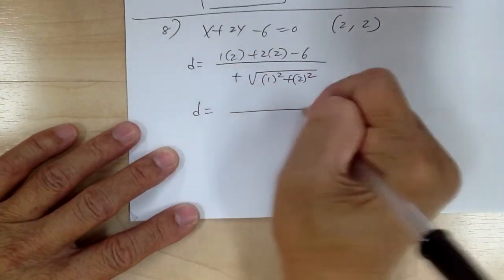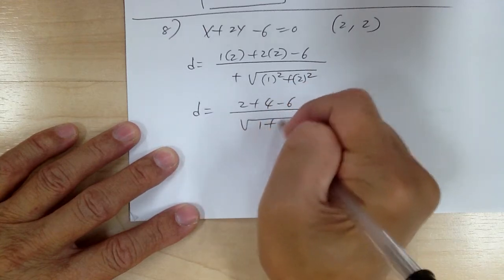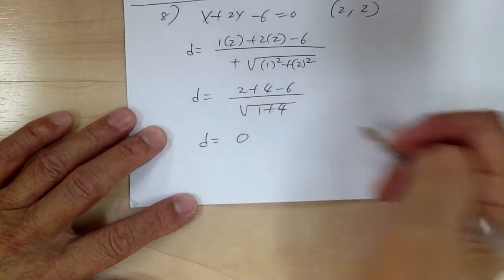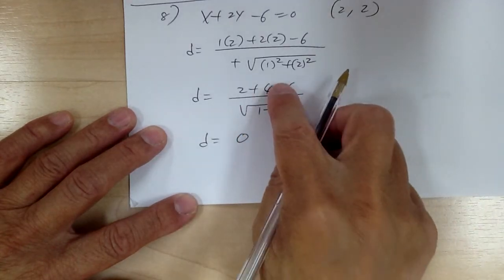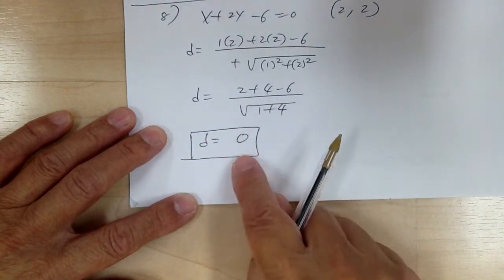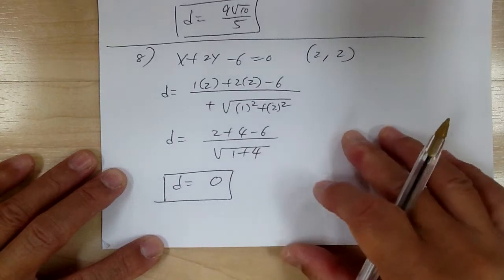So you're going to get distance equal to 2 plus 4 minus 6 over square root of 1 plus 4. And so over here you're going to get 0. So you're going to get 0 over square root of 5, which is 0. So the answer is 0. Now when distance equals 0, that means this point is on the line.